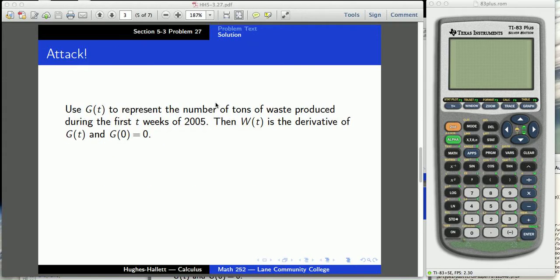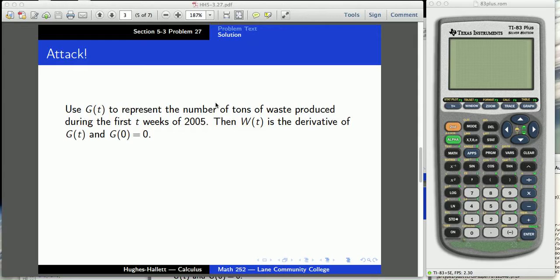What I'm going to do is construct a new function, g of t. I use g for garbage. And g is going to represent the number of tons of waste produced in the first t weeks of 2005. So g is giving me the total amount of waste as t grows. It's giving me the total amount for the year. The function W of t given in the problem is the derivative of g of t. W is being measured in tons per week. It's giving me the rate of change of g over time. It's the derivative of g.